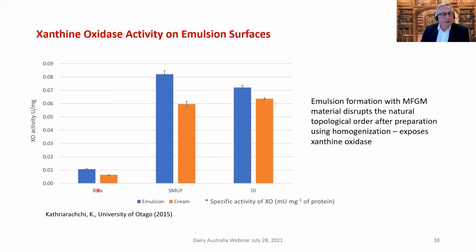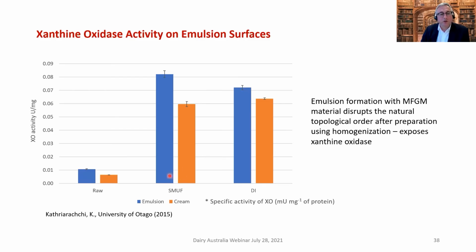So again, this is the emulsion. This is the raw cream. Left is the emulsion, and orange is the cream. So we've done nothing to the cream here, and we just created a recombined emulsion here. It's a little bit more activity in xanthine oxidase.